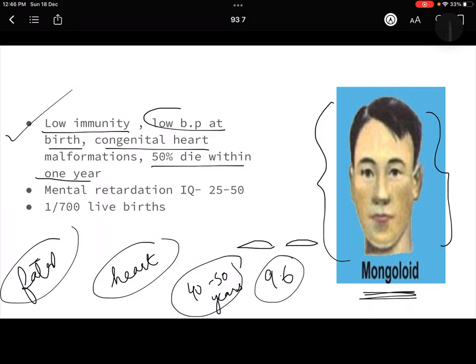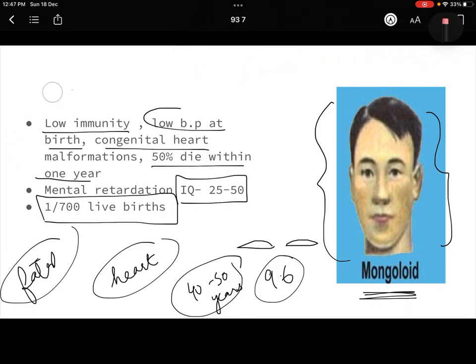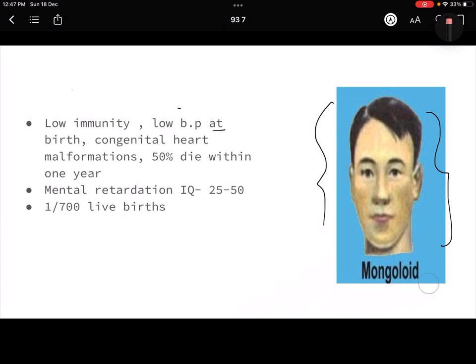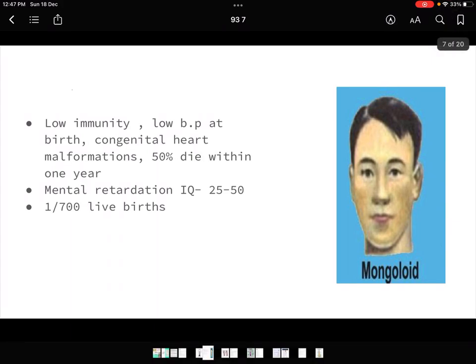Okay? Then mental retardation is there. That means IQ is not at par with normal human beings, and it occurs in almost 1 in 700 live births. Okay, so that means it is not very rare, and it is also somewhere associated with maternal age. That means if a mother is conceiving after the age of 35 or 36, okay, there are more chances of the baby having these kinds of syndromes. So I think the first one is clear.